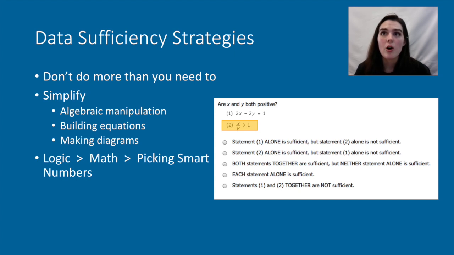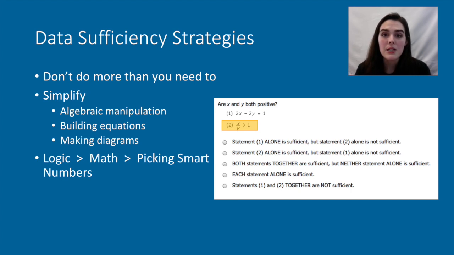Now, if you aren't able to work through to an answer in your head, relying on hard math is going to be your second best option. Going through, building those equations, and then solving until you get to a number is going to help you out as well. That's your second best. And then your last resort, if you don't know how to create the equations that you want, if you don't know how to use logic to get to your answer, is to pick smart numbers.